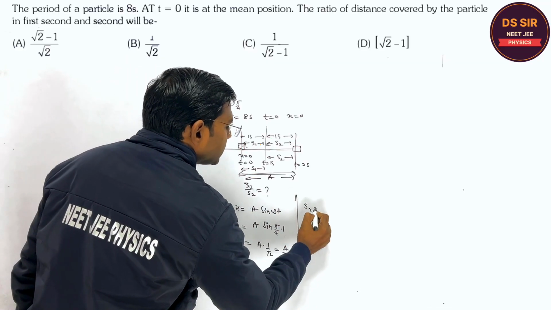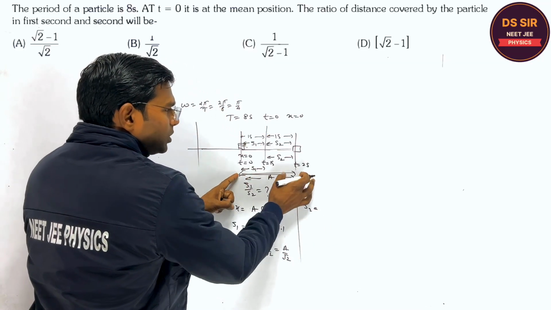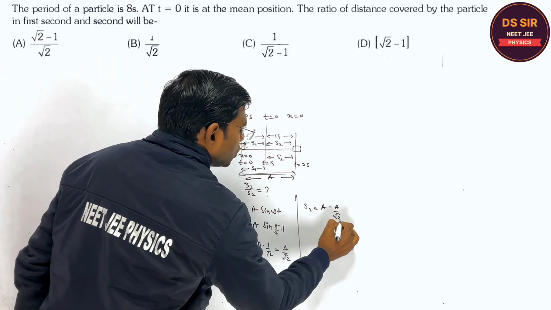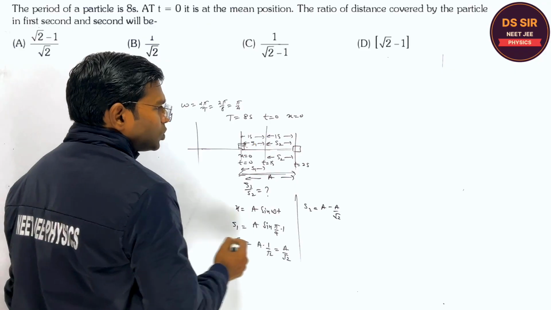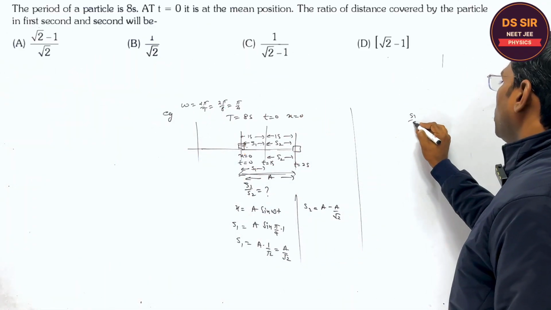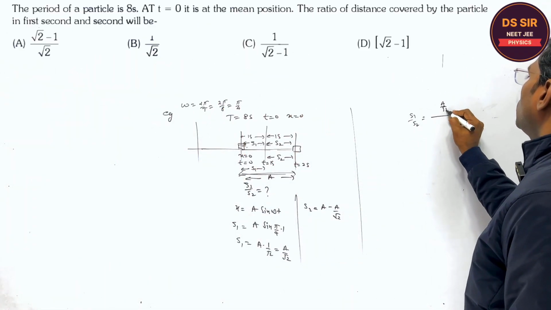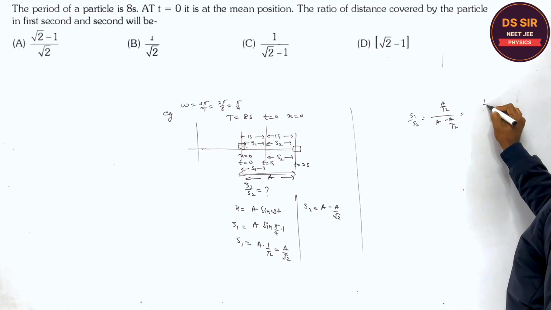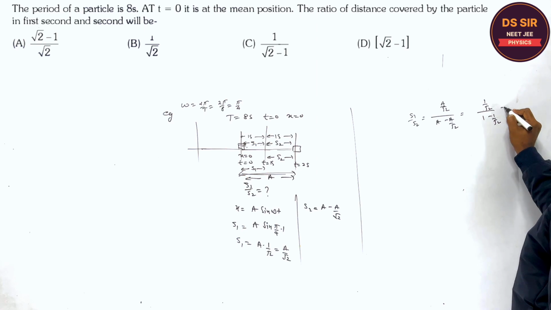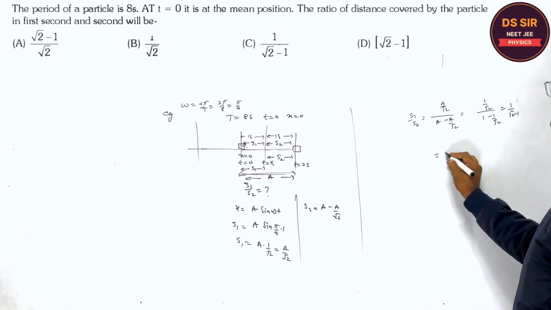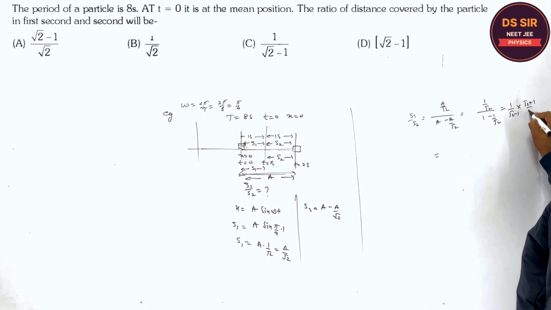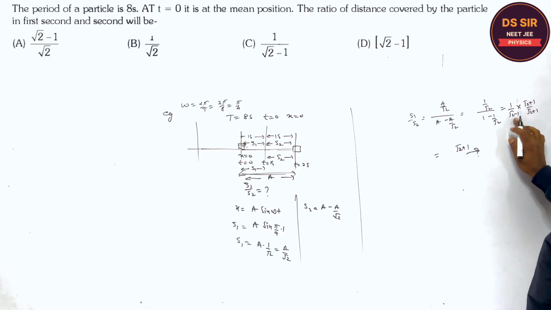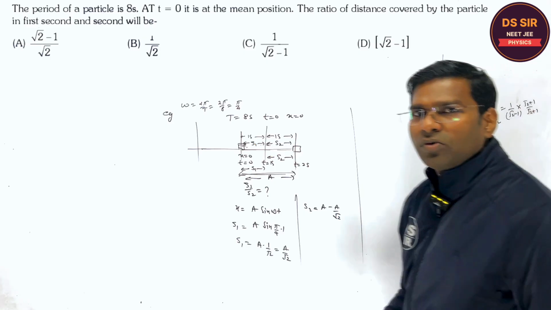So what is the S2 distance? S2, the distance in the next 1 second, is a minus a by root 2. Now we can find the ratio. S1 upon S2 is a upon root 2 over a minus a upon root 2. So 1 upon root 2 over 1 minus 1 upon root 2, the answer is root 2 minus 1. Or if you multiply by root 2 plus 1 upon root 2 plus 1, it may also be written as root 2 plus 1, because it becomes 2 minus 1 equal to 1.